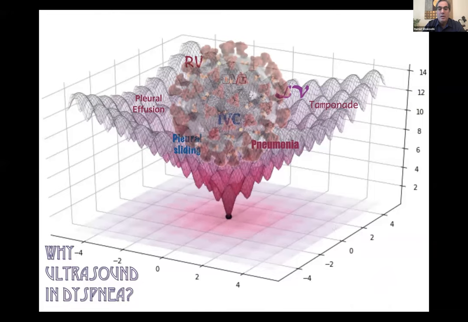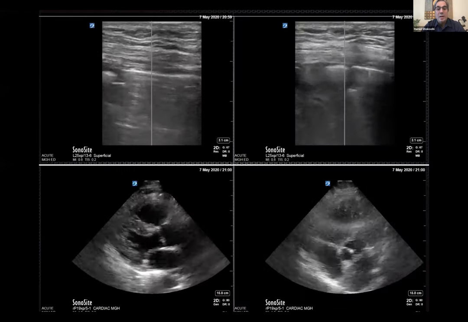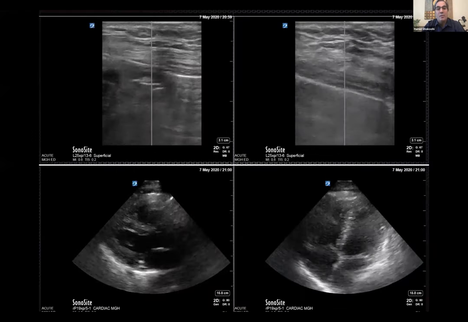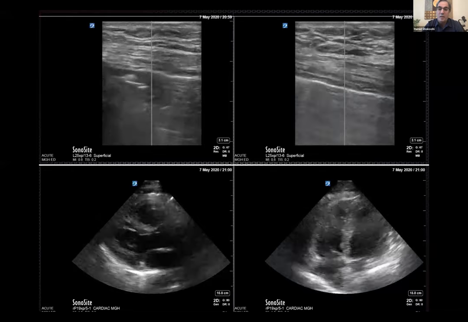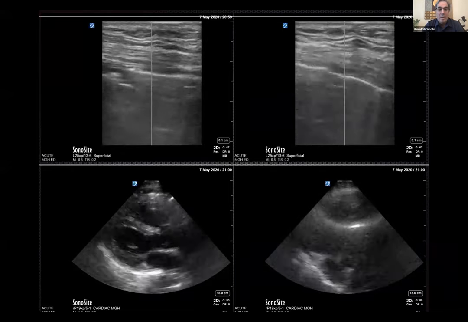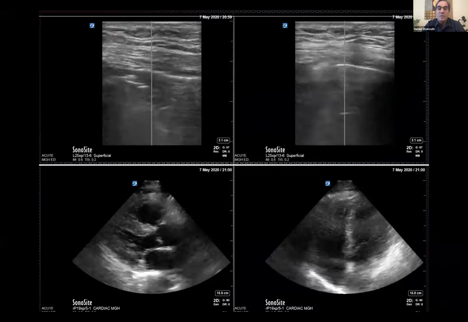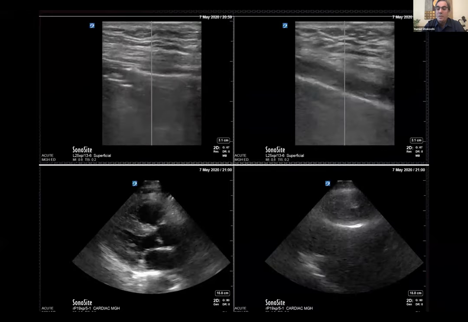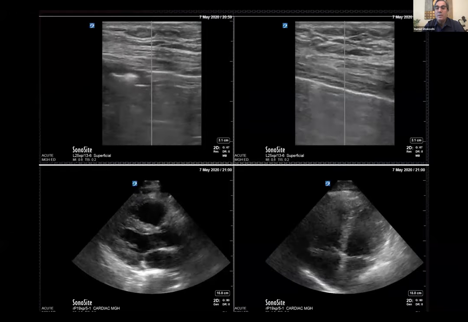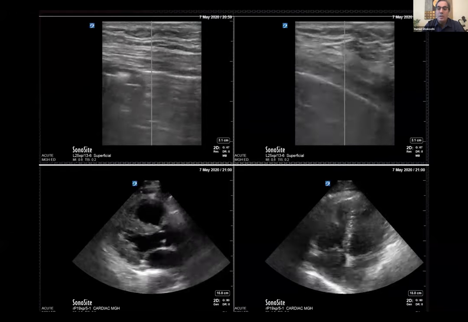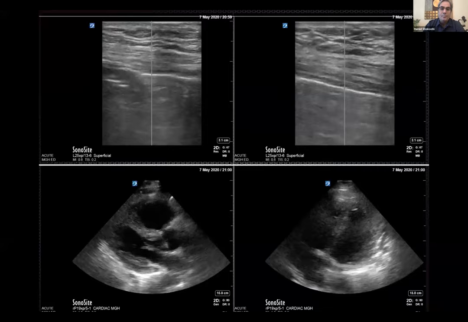So just to give you two examples, this is one COVID case. I'm going to explain the lung part in detail very soon. But as we look at the heart, you have seen more and more of these cases these days. This patient has RV dysfunction and actually has pulmonary embolism on top of the COVID-19 findings.